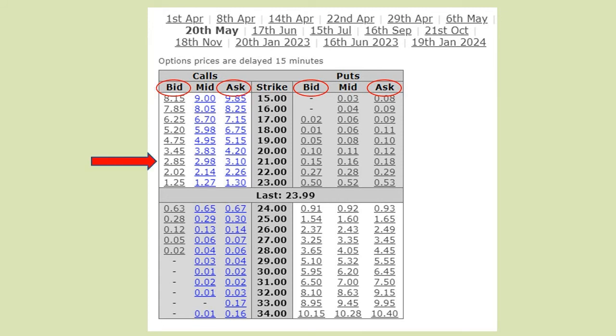Look at the 21 strike. What is the bid price for the calls? If you said $2.85, you would be correct. This means that this is the highest price someone is willing to pay for this option. Now look over at the put side. What is the ask price for the 21 strike? If you said 18 cents, you would be correct. This is the lowest price someone is willing to sell the option for.